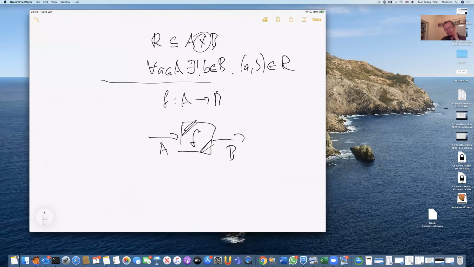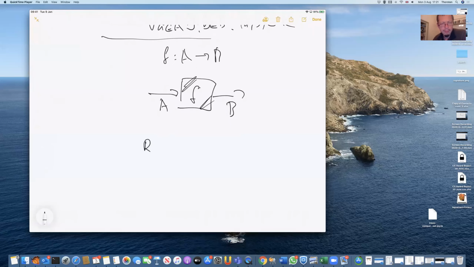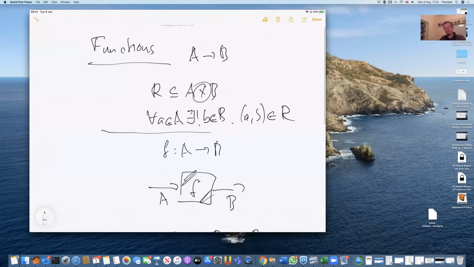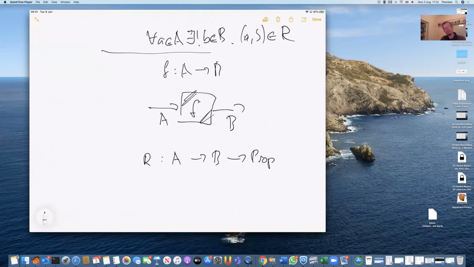So for example, what is a relation? In set theory, a relation is something fundamental, but a relation in type theory is a function. It's a function from A to B to Prop. So you see, it's the other way around. In set theory, you reduce functions to relations. And here, functions are the starting point.